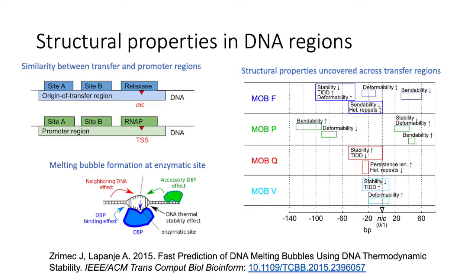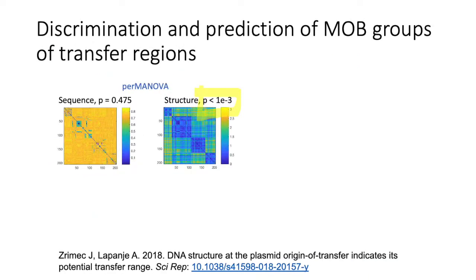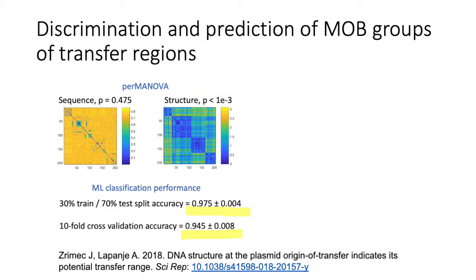And these include different physicochemical and conformational properties, such as DNA stability, flexibility, the amount of helical repeats, which all contribute to protein binding. So the general DNA structural properties important for protein-DNA binding are further reviewed in a supplementary table accompanying the conference paper. So trying to discriminate the mob groups based either on their sequence or structural properties, we see that based on structural properties we can achieve significant discrimination of mob groups, which is actually not achievable just by looking at the nucleotide sequence. And if we build machine learning classification models, we are able to very accurately predict different mob groups.